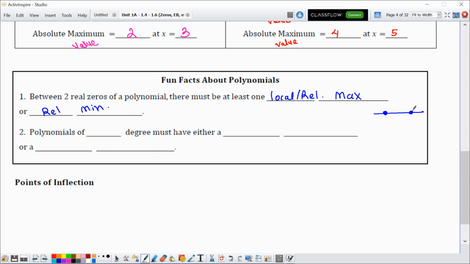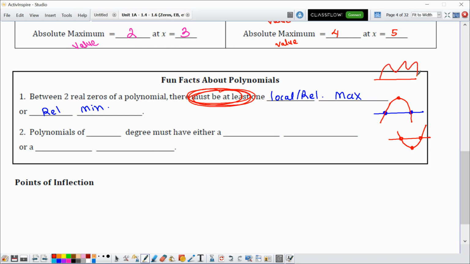If I have two zeros, then I have two possibilities. The function has to be continuous. All polynomials are continuous functions and the domain is all real numbers. So if I go up and then I have to come down, there has to be a maximum. Or if I have two zeros and I go down, I have to go up. That means there must be a maximum or minimum, at least one.